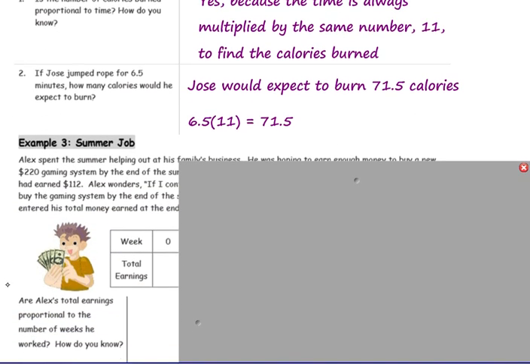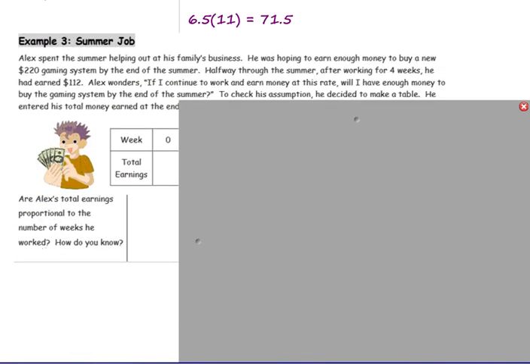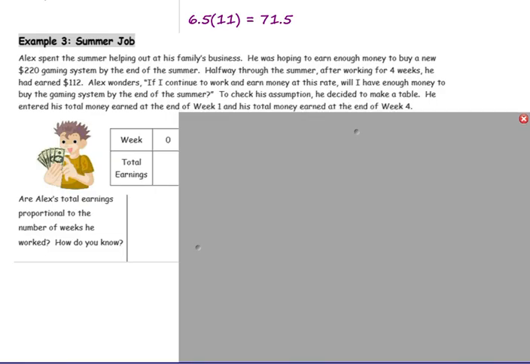Example 3, summer jobs. Alex spent the summer helping his family's business. He was hoping to earn enough money to buy a new $220 gaming system by the end of the summer. Halfway through the summer, after working for 4 weeks, he had earned $112. Alex wonders, if I continue to work and earn money at this rate, will I have enough money to buy the gaming system by the end of the summer?